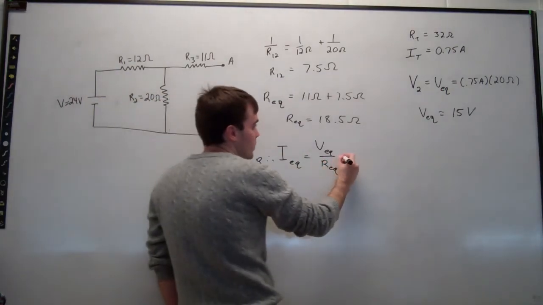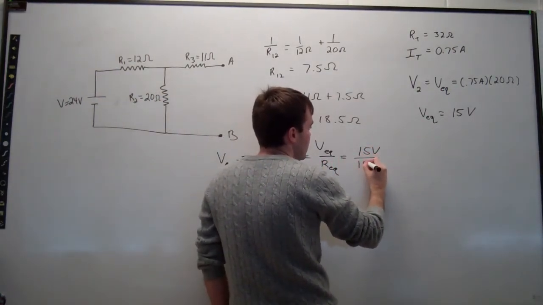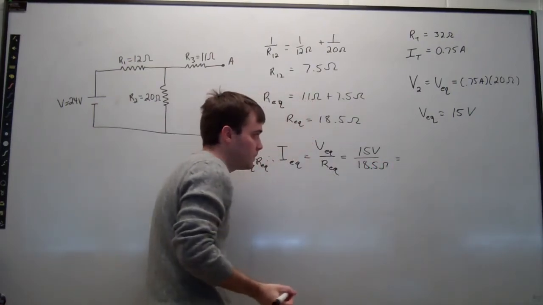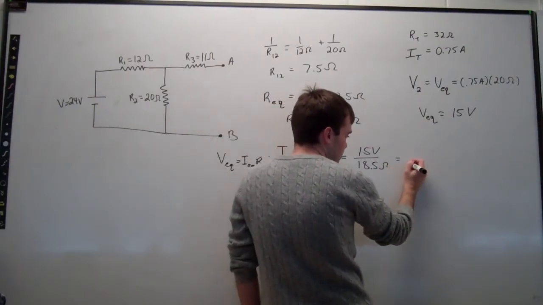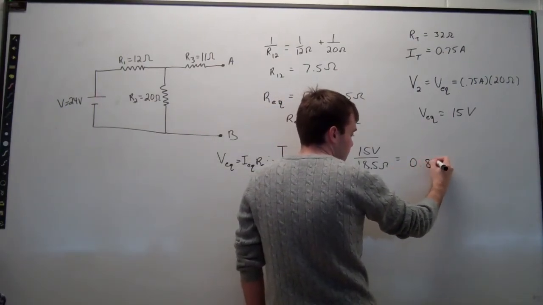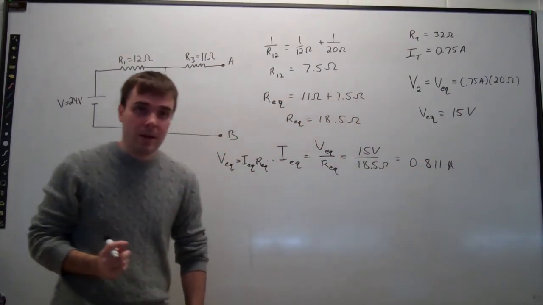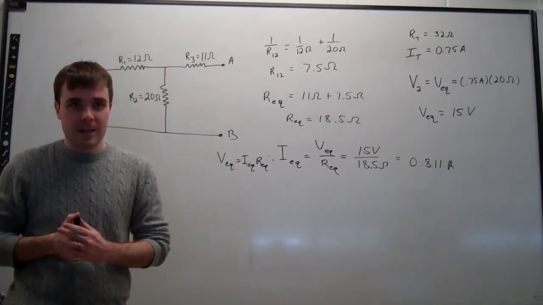So we get 15 volts over 18.5 ohms equals 0.81 something. So our equivalent current is 0.811 amps. Does that kind of make sense to everybody?